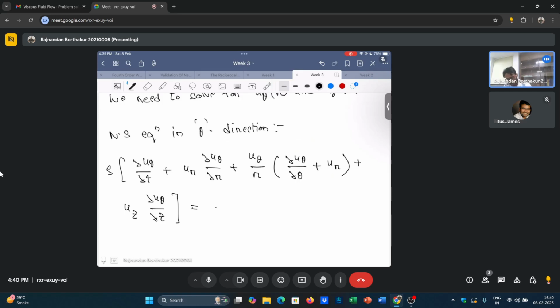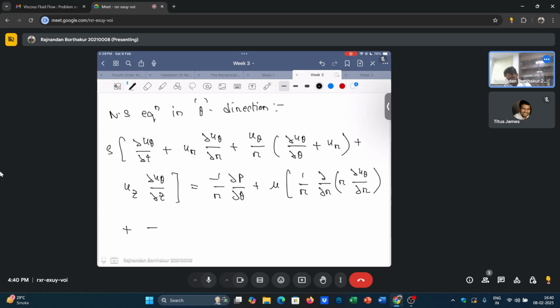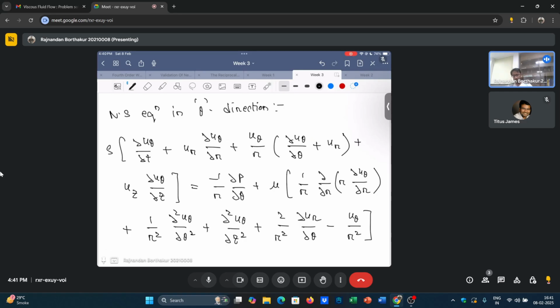Okay, this is the inertia term, and then I have minus 1 upon r del P by del theta, plus the dynamic viscosity times 1 upon r del by del r of r times del u theta by del r, plus 1 by r square del square u theta by del theta square plus del square u theta by del z square plus 2 by r square del ur by del theta minus u theta by r square. That's it. That's the full Navier-Stokes equation written in theta direction.